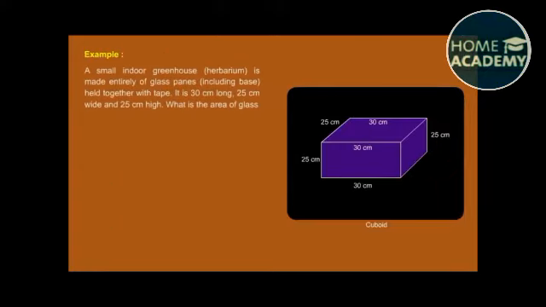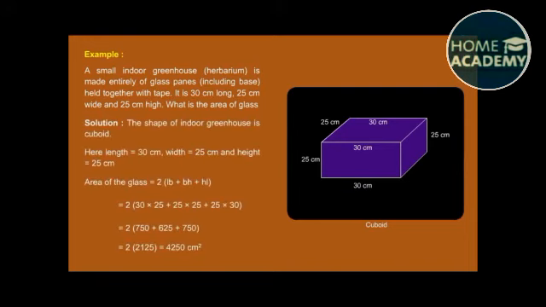Example, a small indoor greenhouse, that is herbarium, is made entirely of glass panes, including base, held together with tape. It is 30 cm long, 25 cm wide, and 25 cm high. What is the area of glass? Solution. The shape of indoor greenhouse is cuboid. Here, length is equal to 30 cm, width is equal to 25 cm and height is equal to 25 cm.